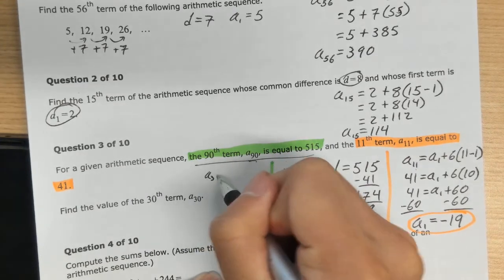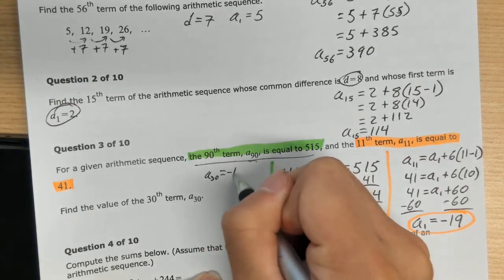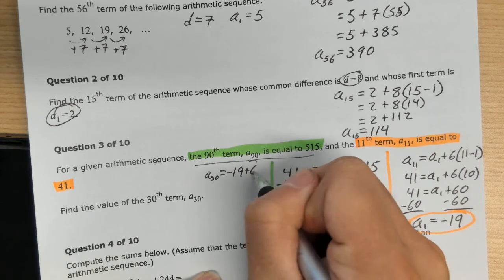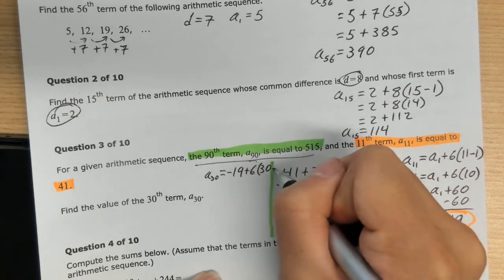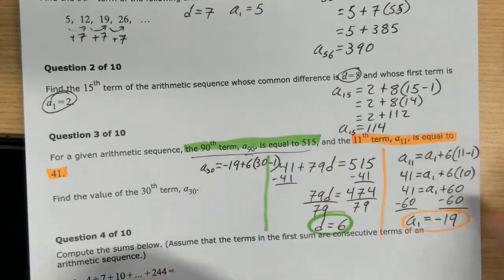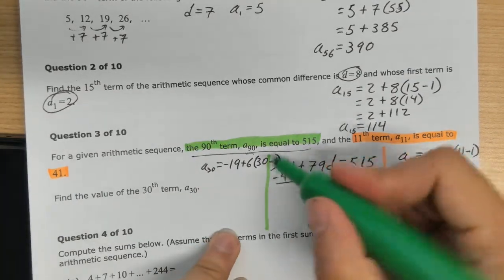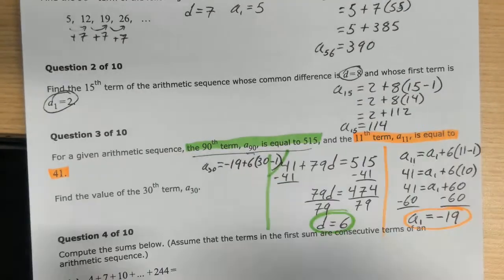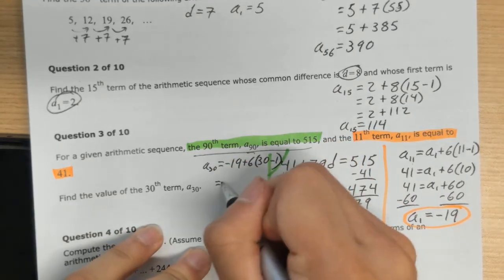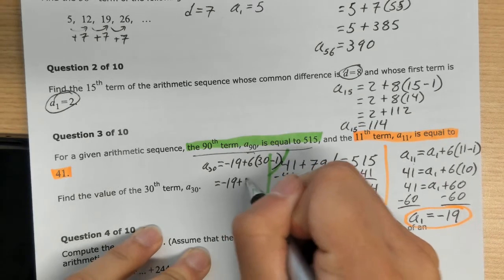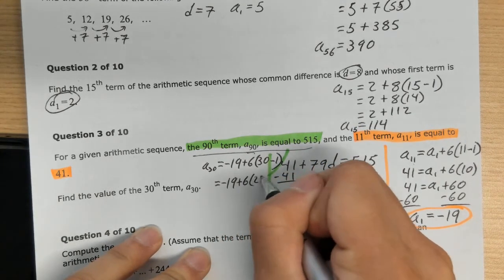A sub 30 equals negative 19 plus 6 times 30 minus 1. Oh, sorry, I kind of went to this one. Okay, so this will simplify to become minus 19 plus 6 times 29.